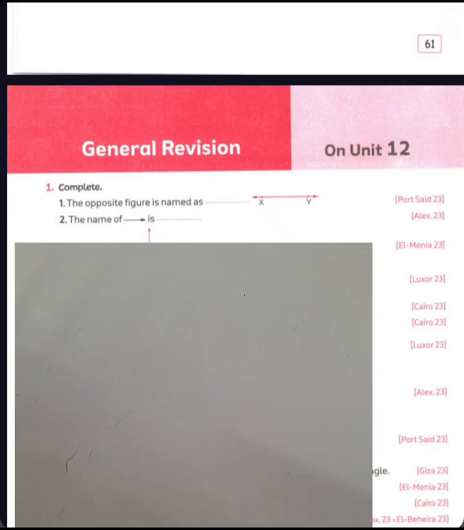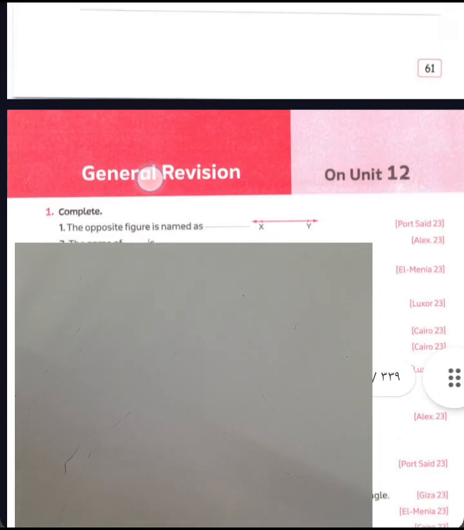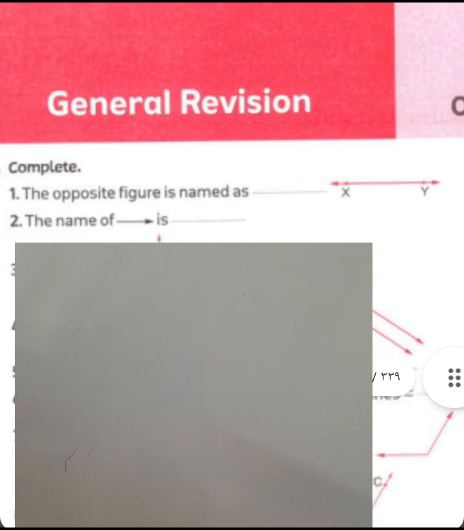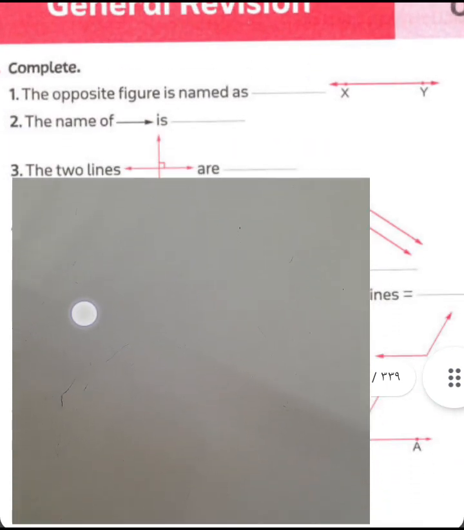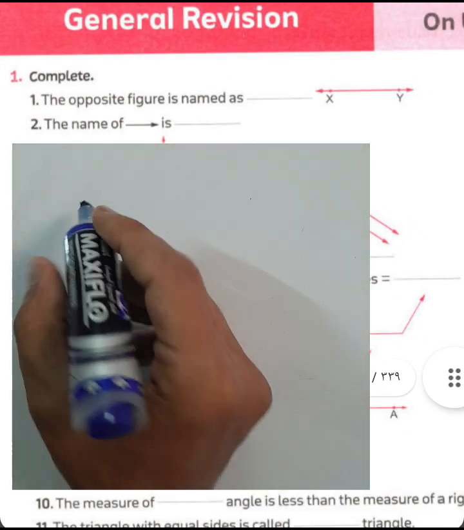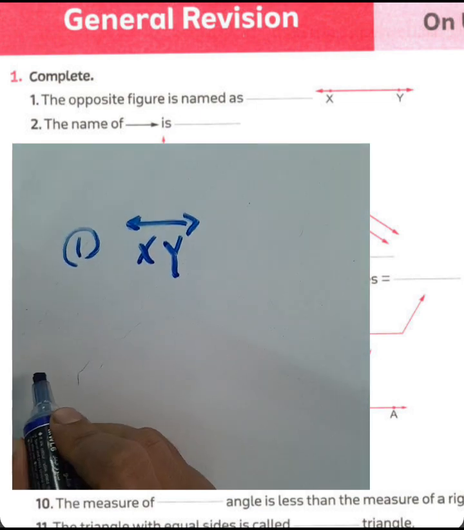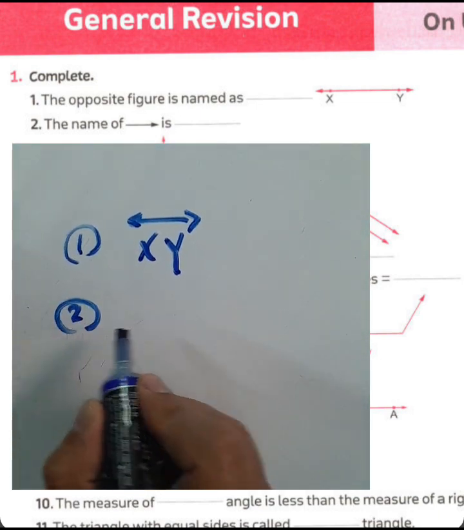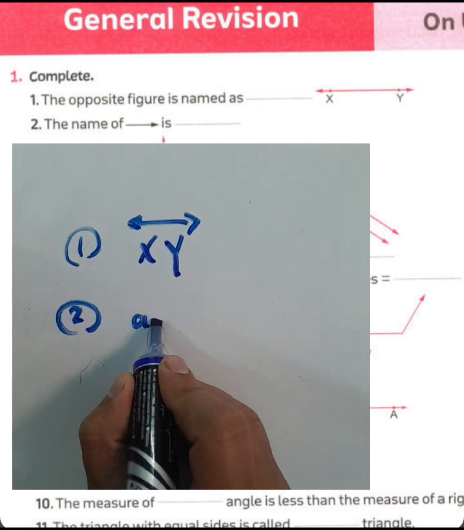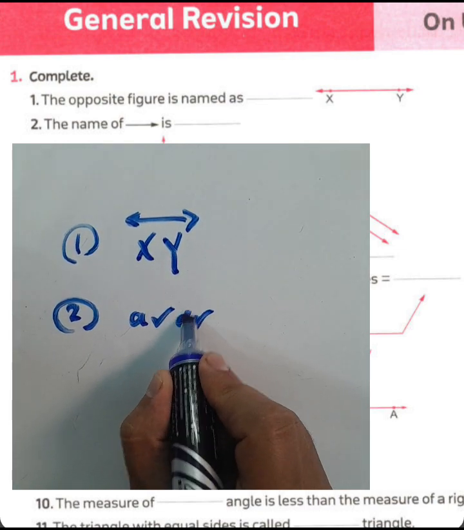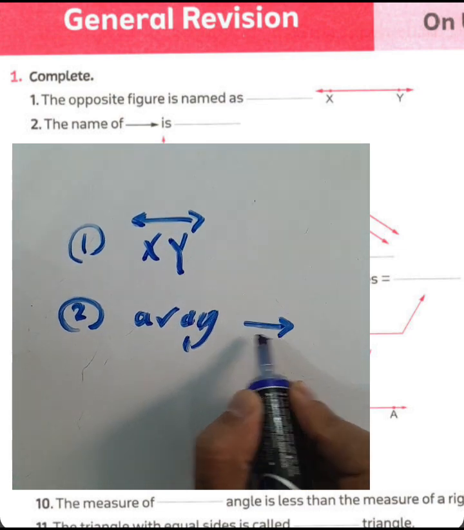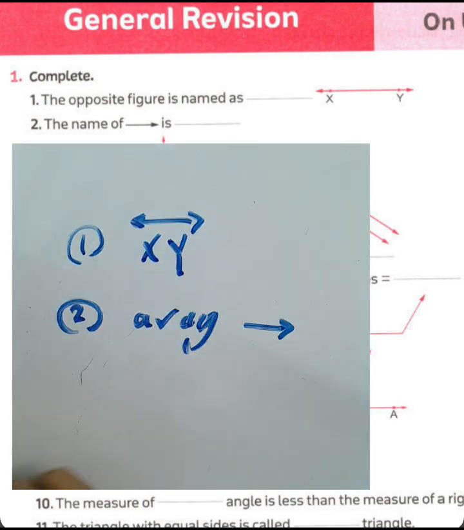Page 62, General Revision, Unit 12. Question number 1. The opposite figure is named as straight line XY. Question number 2. The name of this, we call it a ray. We call this a ray, and this a straight line XY.